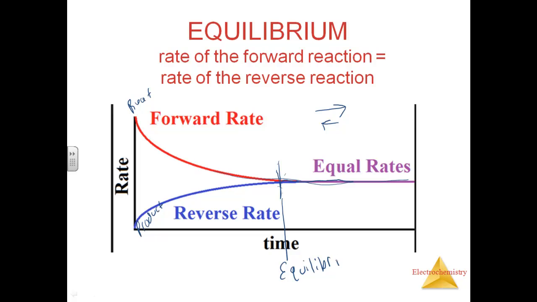It doesn't mean the reaction has stopped, that there's no reactants making products and no products going back into reactants. It just means that the rate of the two is the same. And if you hit this point in a battery, when you hit equilibrium, when E is zero, the battery is dead. Okay? The battery is dead.